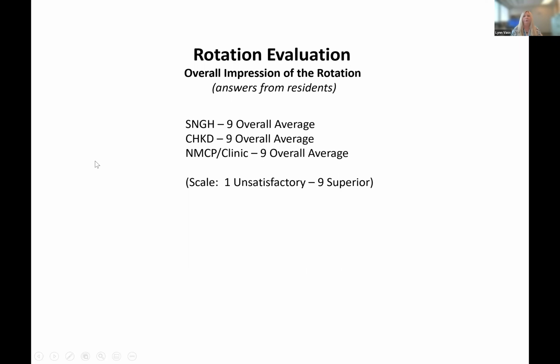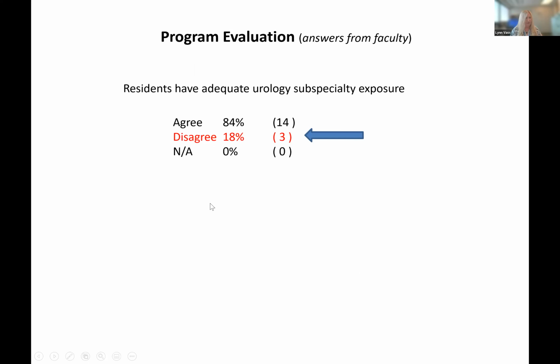One thing we do is our rotations. If there's any evaluations that the residents do, we want to know how our rotations and our hospitals do, so we add that in there. And then our program evaluations for our faculty and our residents, we put that information. If there's anything glaring, I would put that on a slide. Like this one, have adequate urology subspecialty exposure. Really, I don't think so. They should all agree. We have plenty of subspecialty, but if there's anything glaring like that, we would add that.